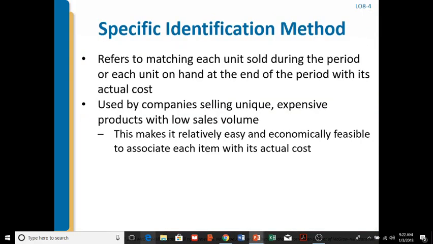All right, so the specific ID method matches each unit sold during the period, or each unit on hand at the end of the period, with its actual cost. Again, we use this method when we have unique, expensive products and low sales volume. Ferraris.